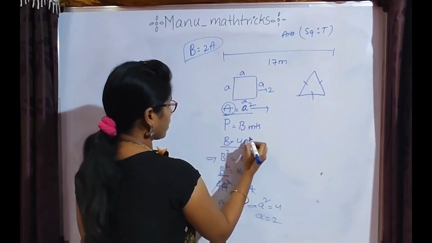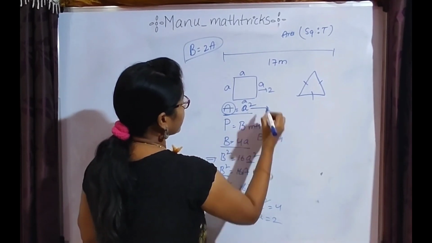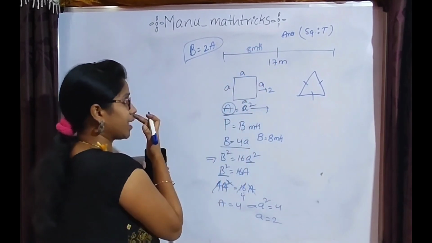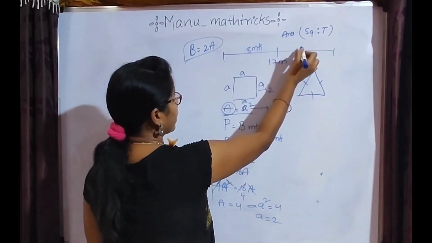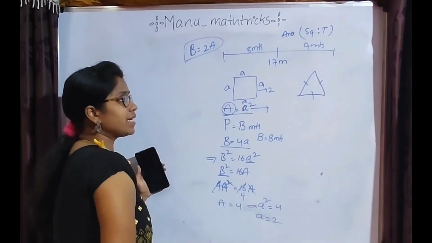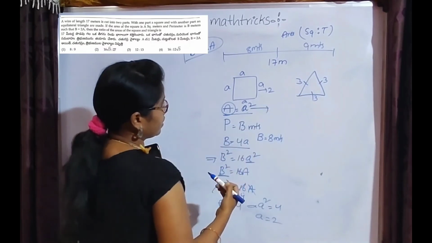Therefore, the perimeter becomes 8 meters. It means for the square, he took the wire of 8 meters. Obviously, 17 minus 8 will be 9. He took that for the triangle. As we said it is an equilateral triangle, it will have the same sides, that is 3, 3, 3.